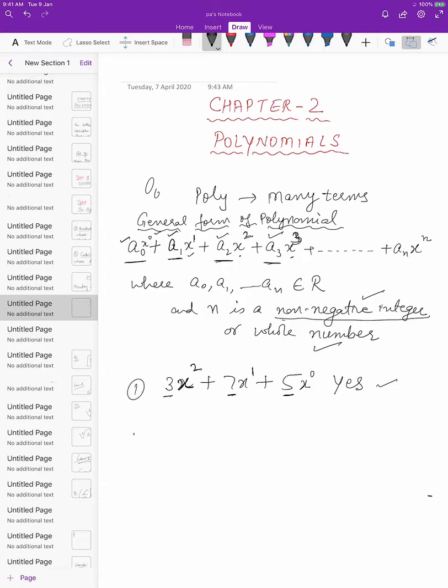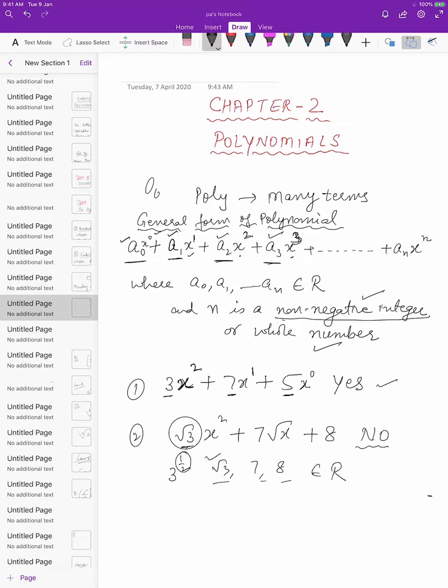Now second example, suppose I write root 3 x square plus 7 root x plus 8. Is this a polynomial? You will say no. But then what is the reason for this to be not a polynomial? The reason is not root 3. Here root 3 actually means 3 raised to the power 1 by 2. We are actually not looking at the power of these constant numbers. These are the coefficients. Root 3, 7 and 8 are just the constant terms, and they should all be real numbers, where we know root 3 is very much a real number. So this is not creating a problem.